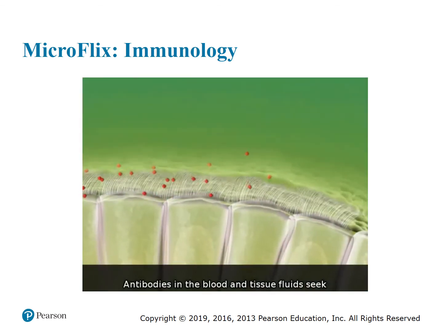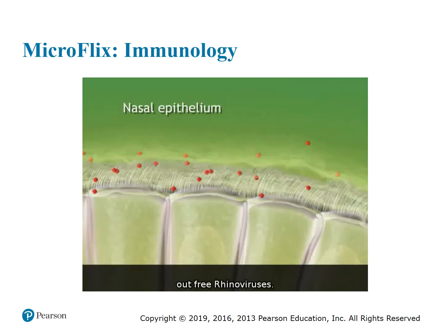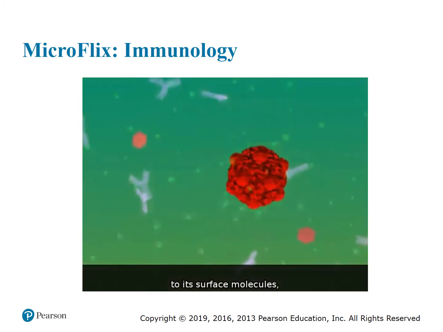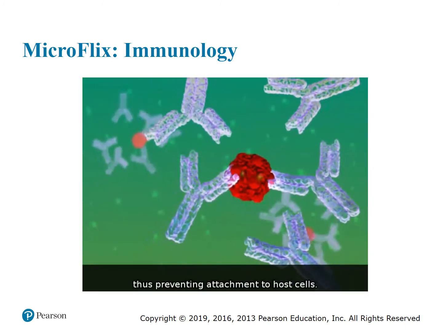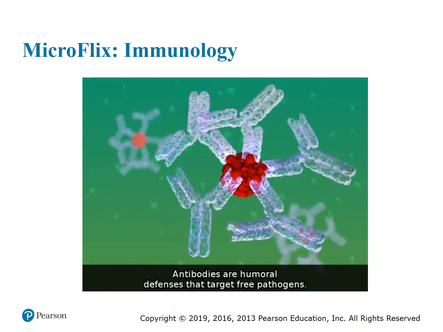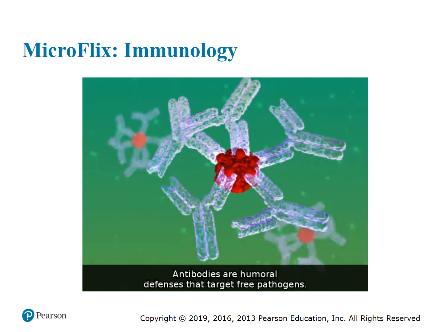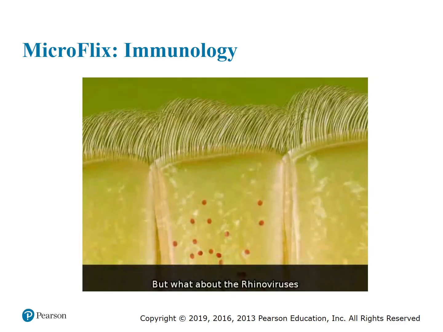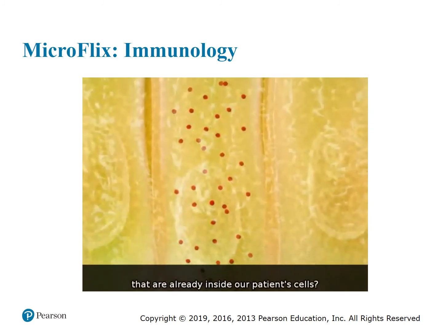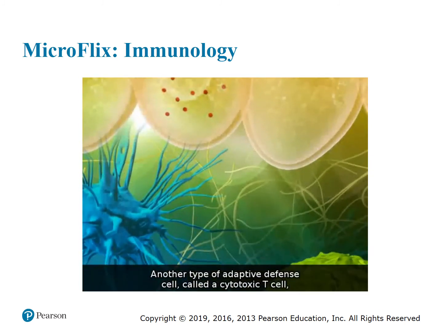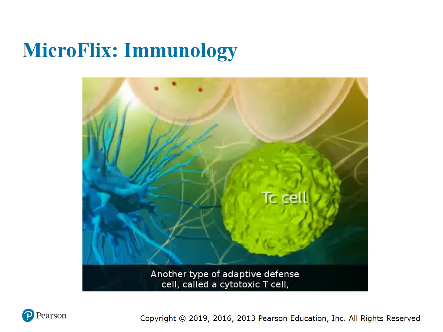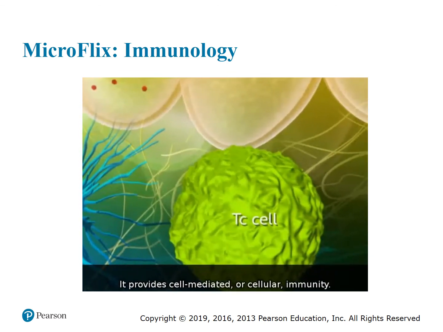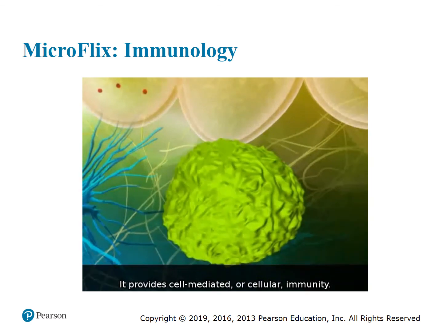Antibodies in the blood and tissue fluids seek out free rhinoviruses. The antibodies neutralize the rhinovirus by binding to its surface molecules, thus preventing attachment to host cells. Antibodies are humoral defenses that target free pathogens. But what about the rhinoviruses that are already inside our patient's cells? Another type of adaptive defense cell, called a cytotoxic T cell, can locate and destroy rhinovirus-infected cells. It provides cell-mediated, or cellular, immunity.